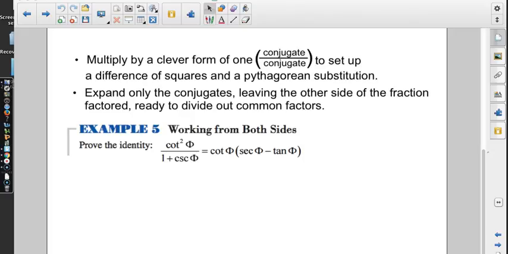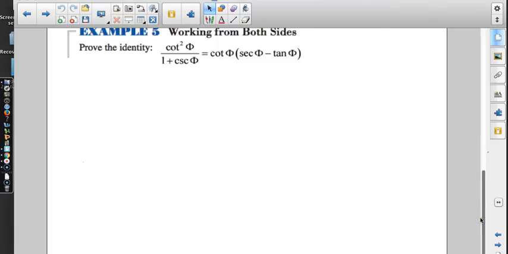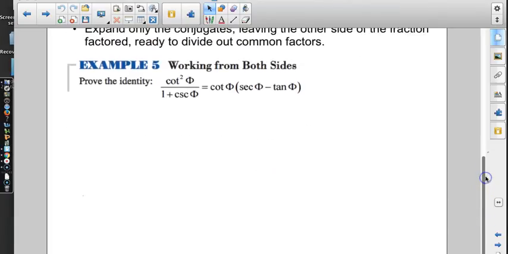With one like this, it would be hard to say which side to start with, because both of them are reasonably complex, except I look at the left and I think, cotangent squared theta. Isn't there a Pythagorean identity that deals with cotangent squared that spits out something with cosecant?